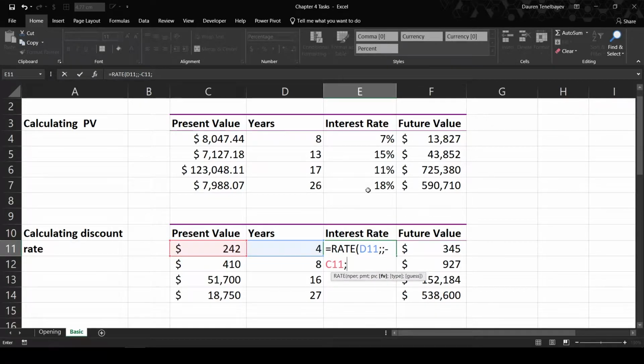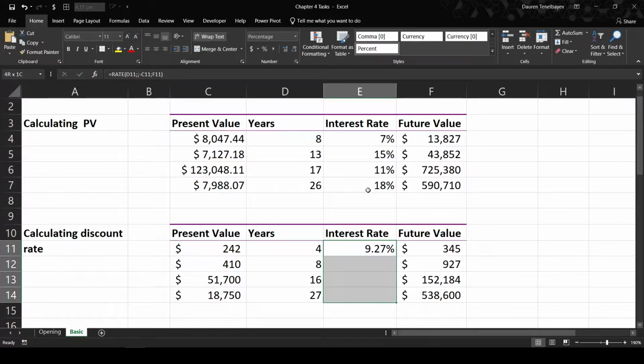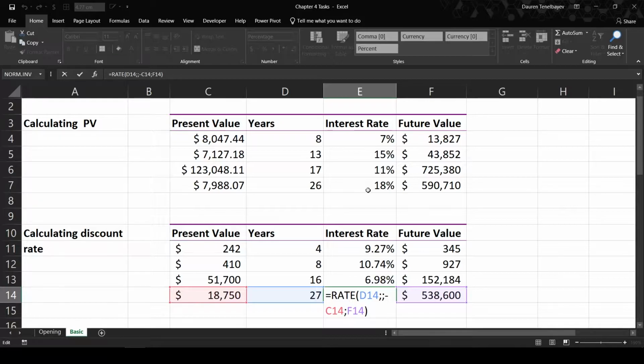And after 4 years, this person will receive the money with interest from the bank. And again, from the perspective of the person, it will be a positive cash flow. That's why we use a positive future value. Copy the formula, and here we are. We will end up with correct results.